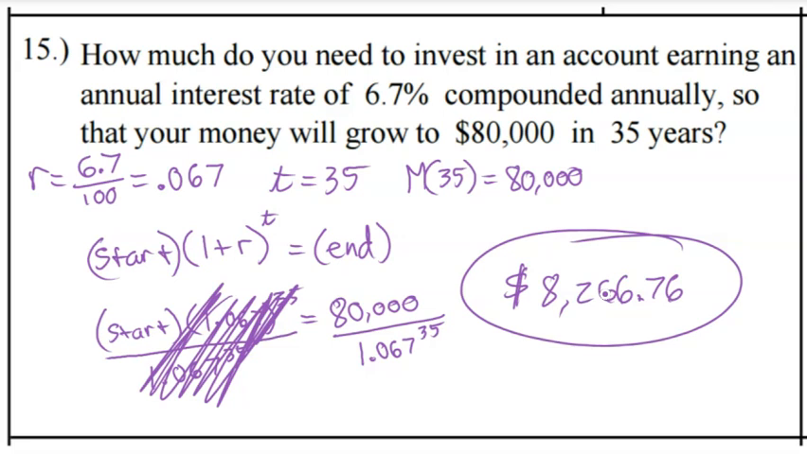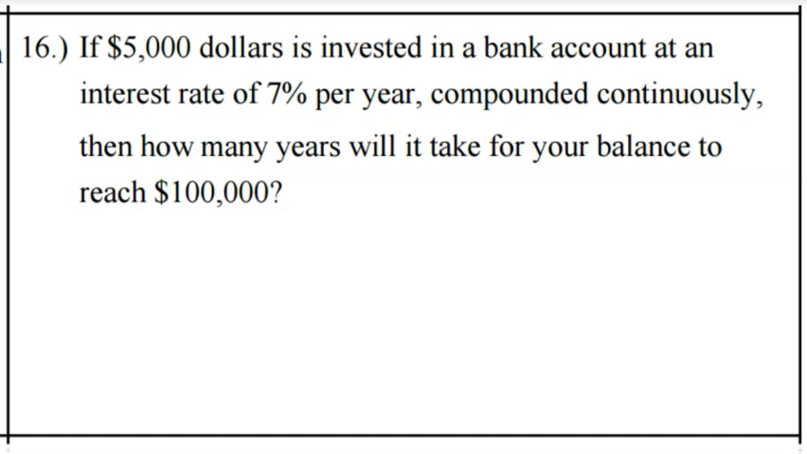All right, question 16 here says if $5,000 is invested, that sounds like a starting value to me. It's invested in a bank account at an interest rate of 7% per year, compounded continuously. That means we're going to need to use the letter e. Then how many years? So we're solving for time. How many years will it take for your balance to reach $100,000?